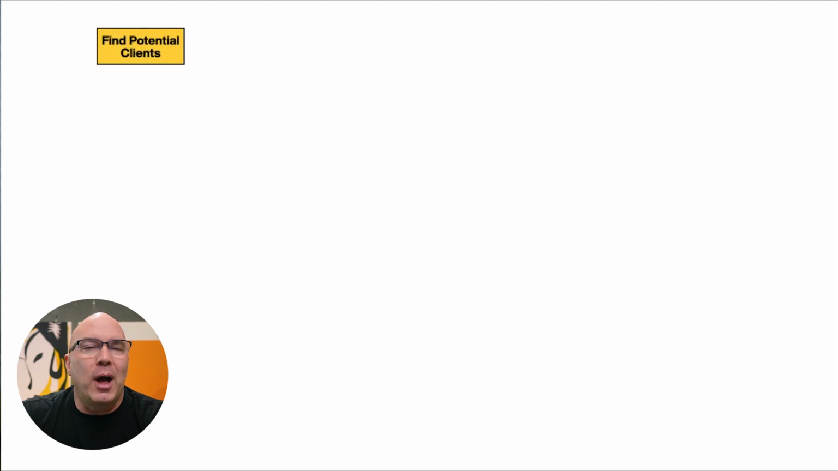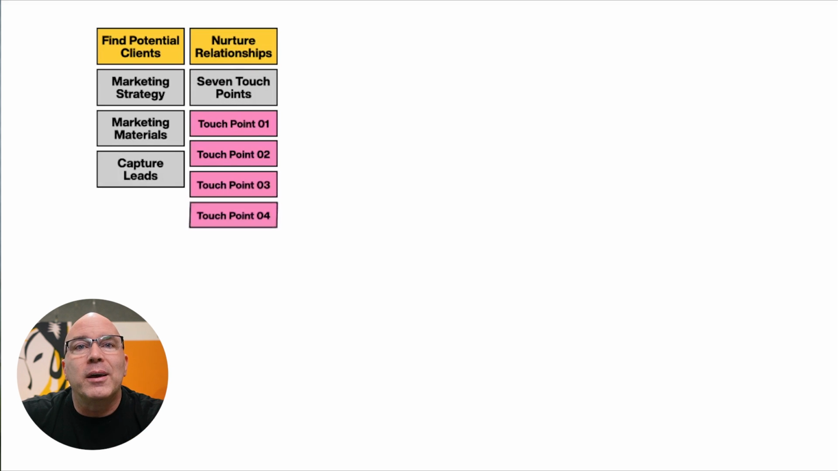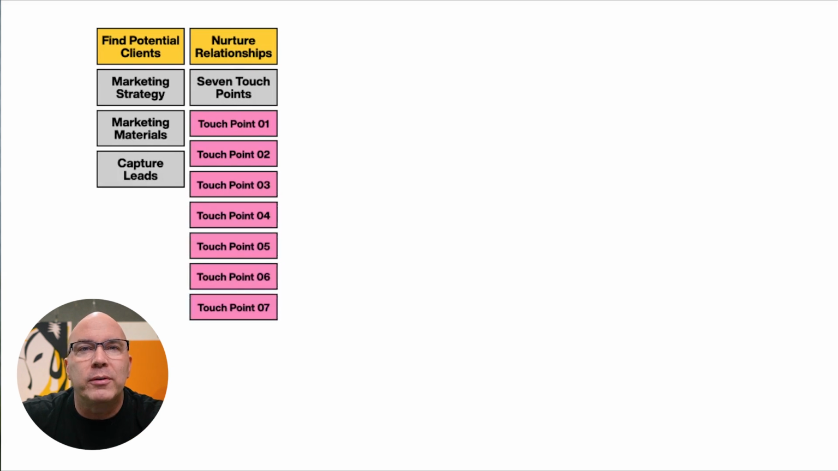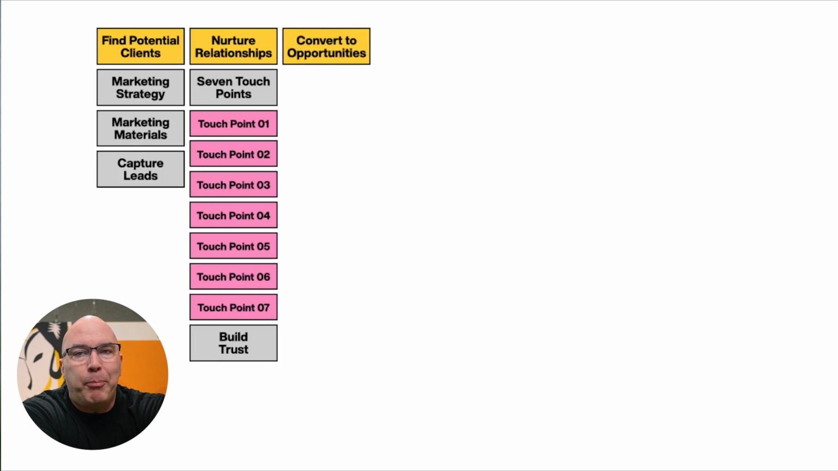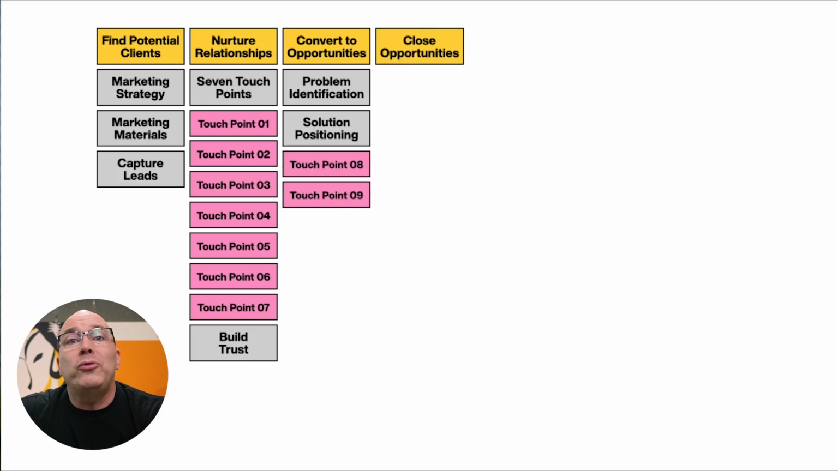We have to find potential clients before we do anything, and finding clients requires marketing strategy, requires marketing materials. We've got to have a way to capture leads. And then once we have some leads, we have to nurture those relationships. I love the idea of 7 touch points. We have to have 7 positive interactions with somebody to convert them into a potential buyer. It's all about building trust. And then we have to convert these people that have this trust in us into legitimate opportunities. We have to identify problems that they have in their business, position ourselves as a solution, and that takes more touch points. And then we've got to close these opportunities.